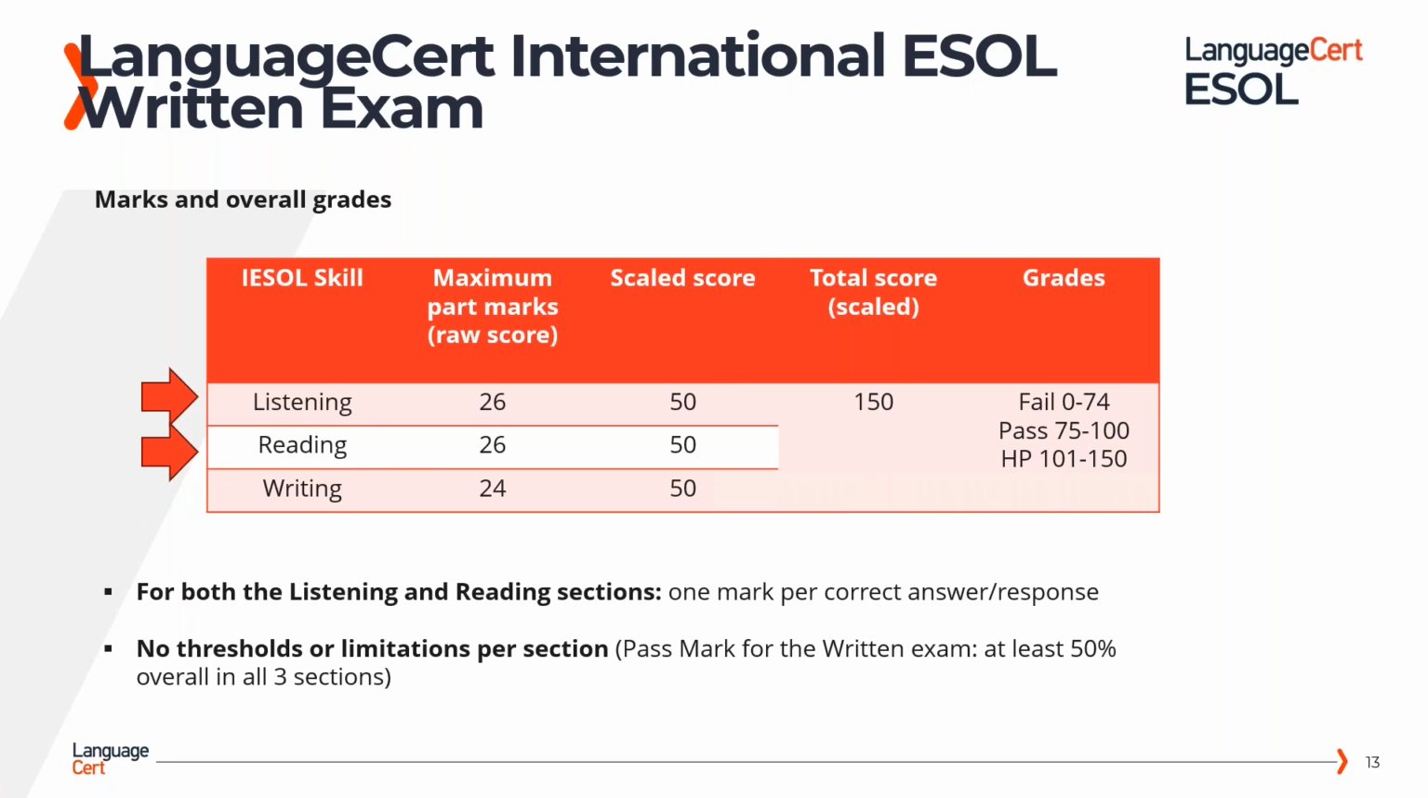Also, please note that there are no thresholds or limitations per section. In other words, there is no minimum score to be attained per section. However, candidates need to attain an overall score of at least 50% in order to be successful in the written exam.